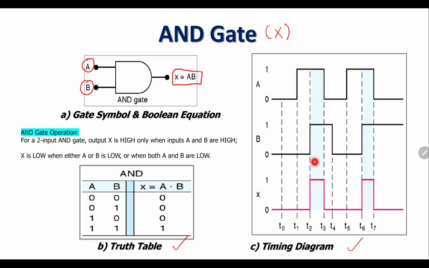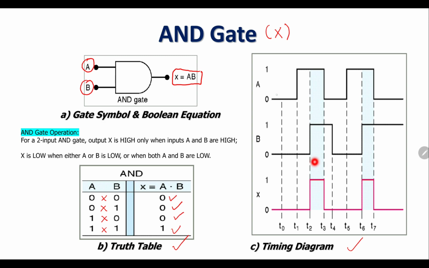For the truth table, 0 times 0 is 0. 0 times 1 is 0. 1 times 0 is 0. 1 times 1 is 1. You are good? Okay, then we move to the timing diagram.